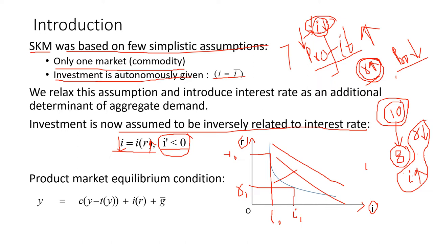Okay, and if you accept that the relationship between investment and rate of interest is actually negative, then just remember the product market equilibrium condition, the condition we discussed in simple Keynesian economics, that will change a little bit. The change is here. Instead of I equal to I bar, where I was assumed to be exogenously given, now investment is a function of rate of interest, and that's an inverse function. But that's going to change a lot. A simple change in this assumption will change the model entirely.